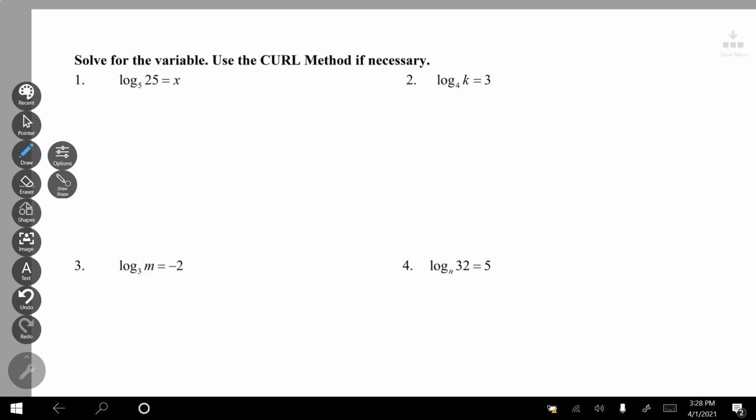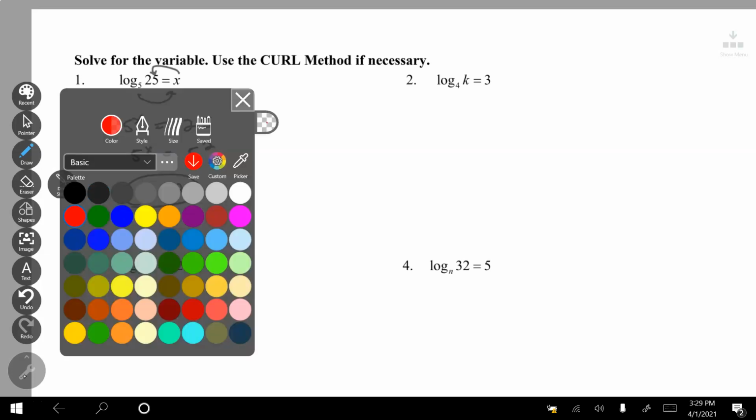I like to solve using the curl method. My curl method is that I start here at the base and I curl to the one side, so I get 5 to the x equals, and I curl it back, I get equals 25. I know that 5 to the x is equal to 5 squared, so x equals 2. So log base 5 of 25 is equal to 2 because 5 squared is equal to 25.